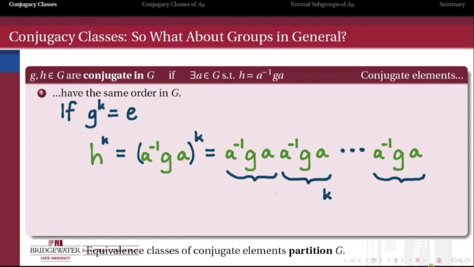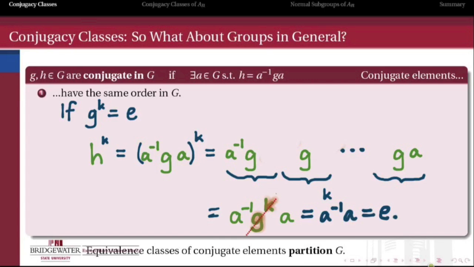But of course, when you write that K times, what happens is, according to the associative property that defines a group, we can take the A's and the A inverses that are adjacent and group them together. They cancel each other out, become identities. And then look at what we have. We have a single A inverse at the beginning and a single A at the end that are the only ones that survive. And in the middle, we have K powers of G. But by our assumption here, the order of the element G was K. Therefore, that element in the middle is the identity. Therefore, H to the K power is also the identity. So if G and H are conjugate and G is of order K, then H also is of order K.